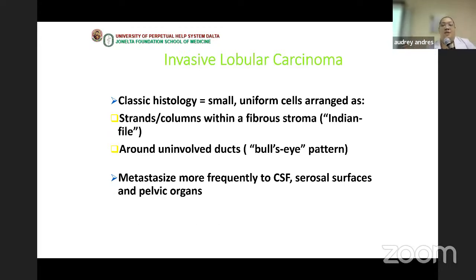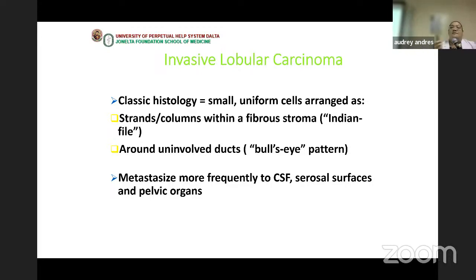Histology would be small uniform cells arranged as strands within a fibrous stroma. This is what you call Indian file. So around uninvolved ducts, that is your bullseye pattern. Where does it metastasize? CSF, serosal surfaces, and pelvic organs.